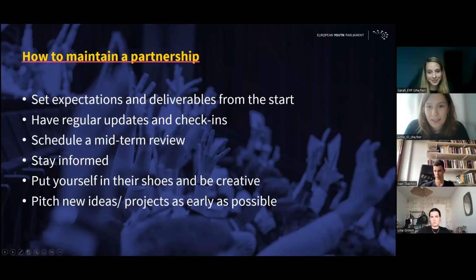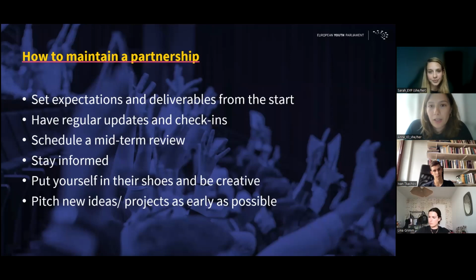And another thing that I think Alonso, your group picked on very well, is putting yourself in their shoes and being a bit creative about how EYP best fits for them, and not the other way around. So as to show once again that you have their best interest at heart, and that they're not just a nice add-on for your project, but that you are a nice add-on for their general work.